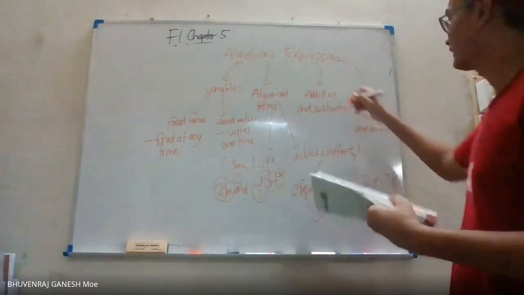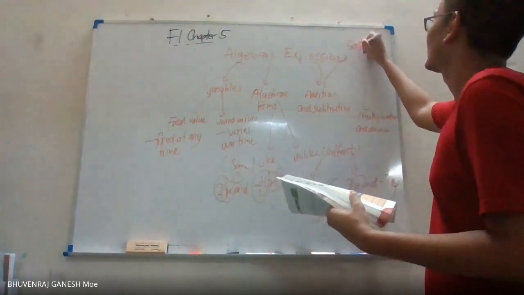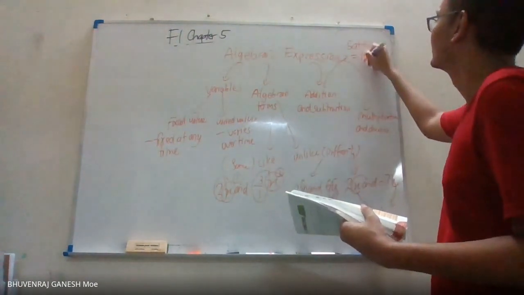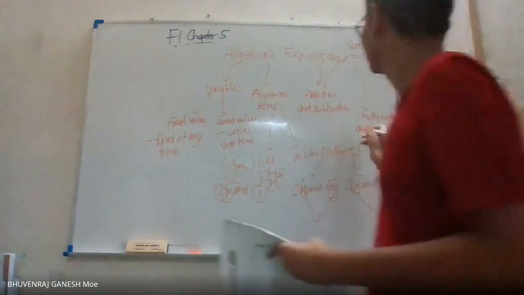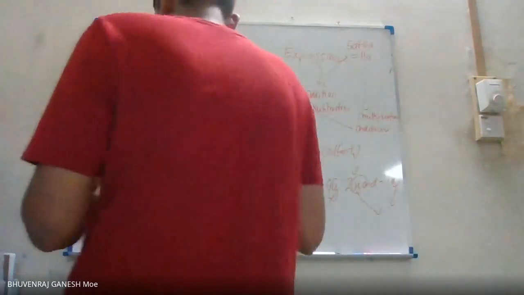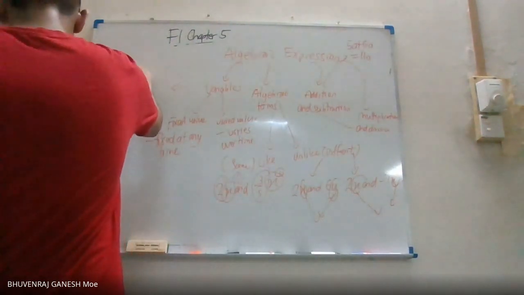And then this is an example for addition and subtraction. Give one: 5a plus 6a is 11a. This is what we did just now. And then multiplication and division. I'll show the long method maybe. Let me see.